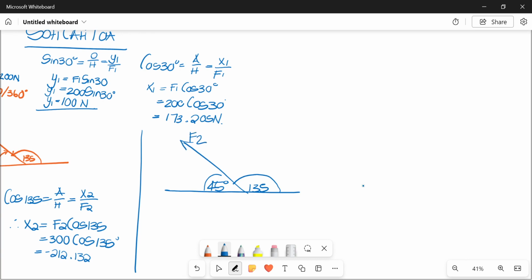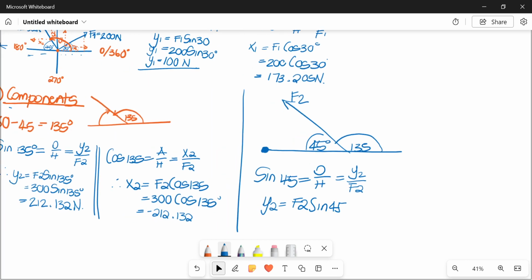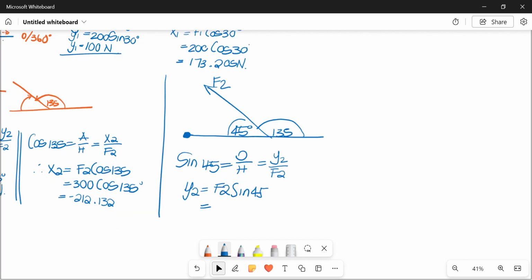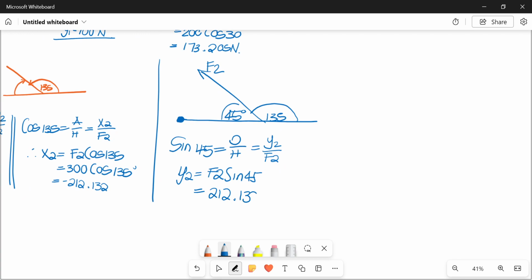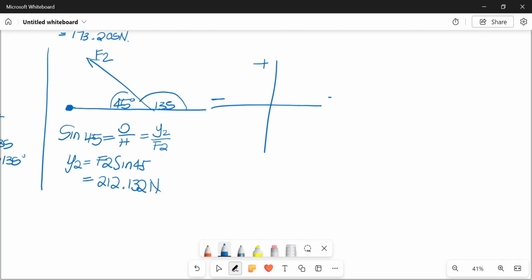And if you decided that you will be using this as your reference point, you just need to remember that when you're carrying out the y component, so if you'd said sine 45 is your opposite over your hypotenuse, right? And your opposite would be your y2, your hypotenuse would be your F2, okay? Then on here, it doesn't change much. Your y2 will be F2 sine 45. Then you would do 300 sine 45, you get the same value, literally the same value. You'd get 212.132, and it's positive because when you look at the quadrant on here, on this side y is positive, but on this side x is the one that's negative. Okay, so that would be fine.